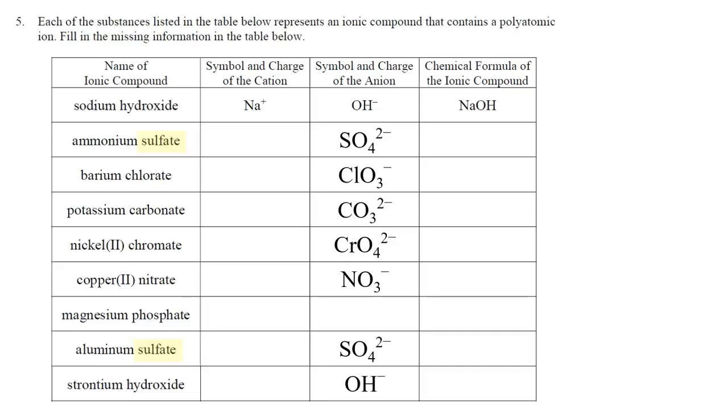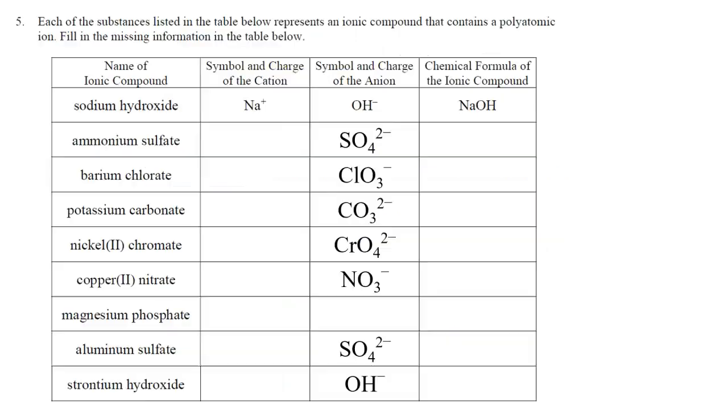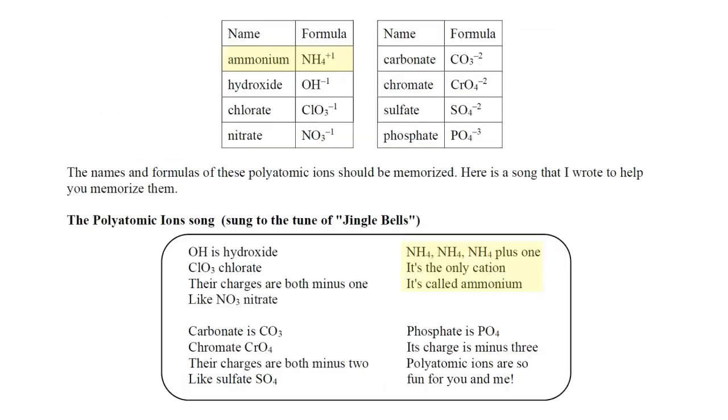And now I have only 2 more left. So there's the Jingle Bells part of the song. NH4, NH4, NH4 plus 1. It's the only cation, it's called ammonium. So I'm looking for ammonium, there it is, NH4 plus 1. And then phosphate is PO4, its charge is -3.